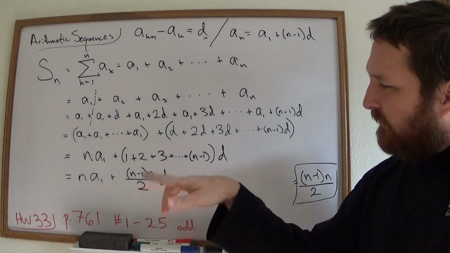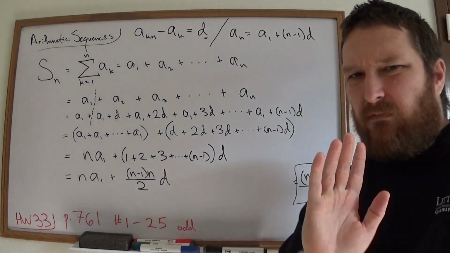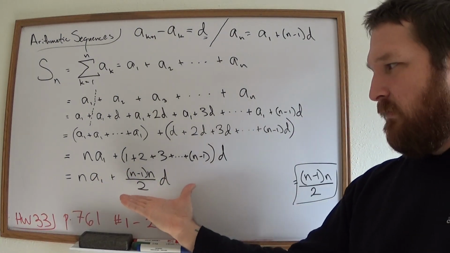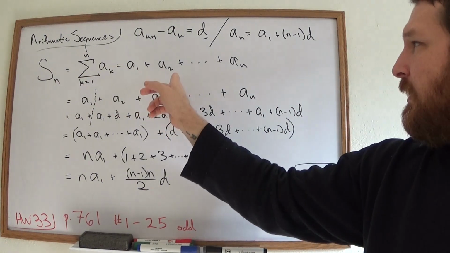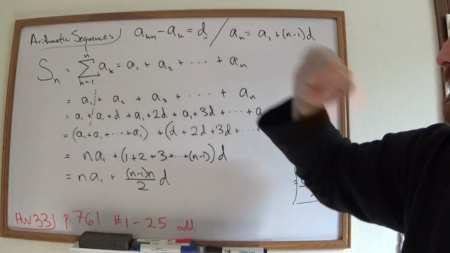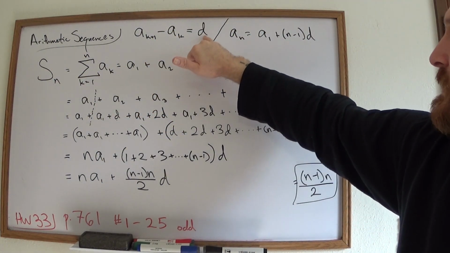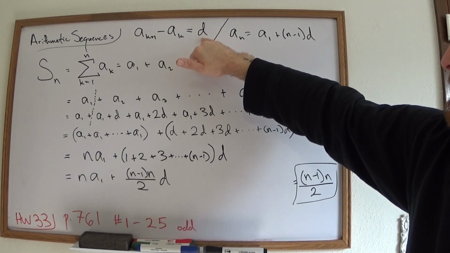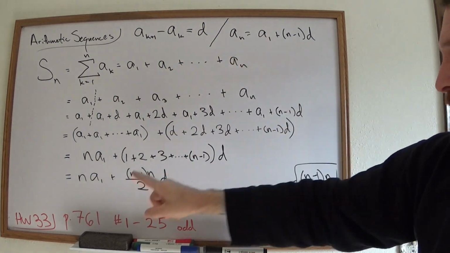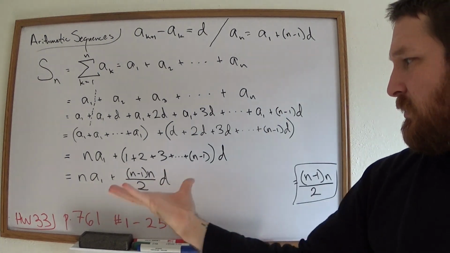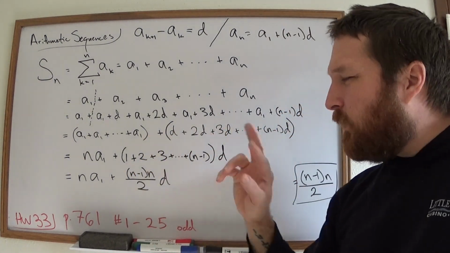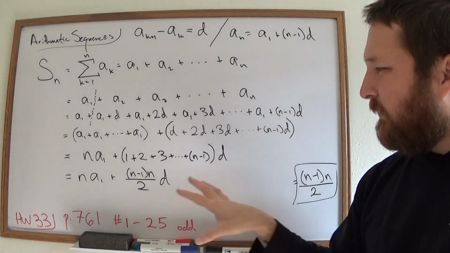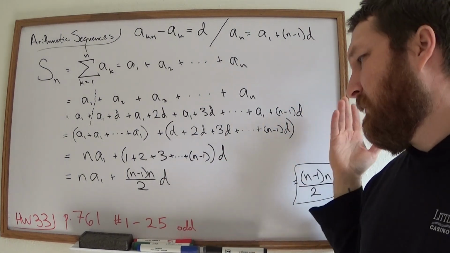But we can simplify this a little bit more. Now, first off, this is a perfectly good formula if you wanted to know the nth partial sum of any arithmetic sequence. As long as you know what d is, that common difference, and you know what the first term is, you just plug it into that formula and you're good to go. But maybe we could simplify this a little bit. Maybe we can, maybe we can't.